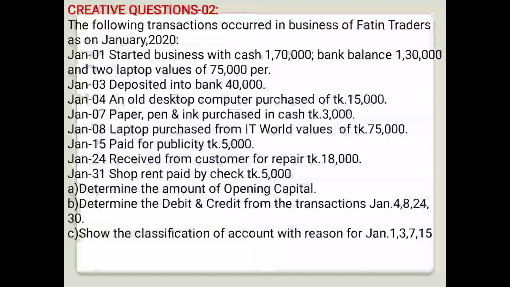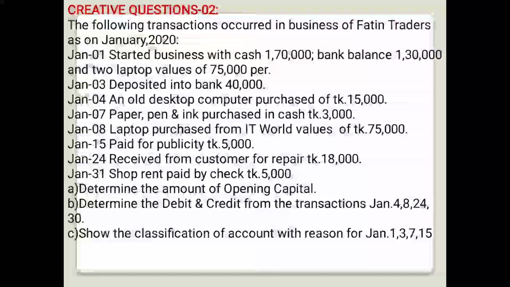Dear learners, I have already said about the different types of account for the classification.